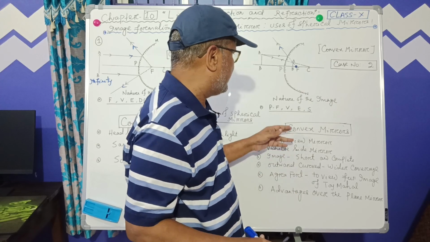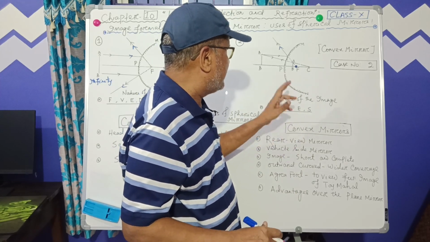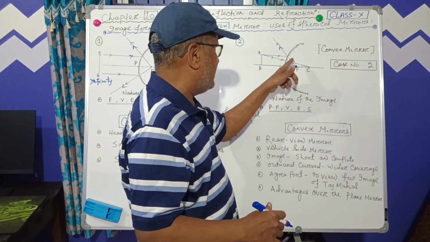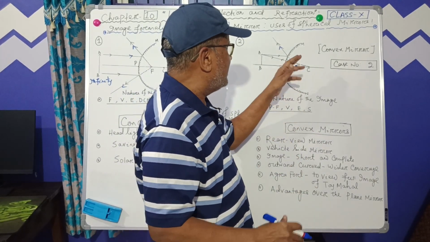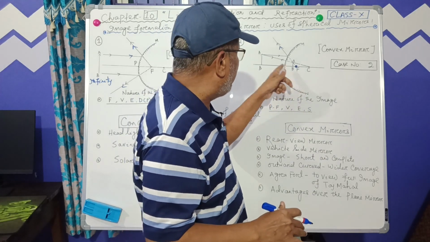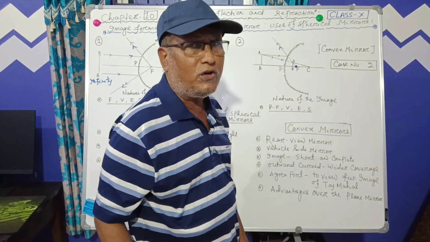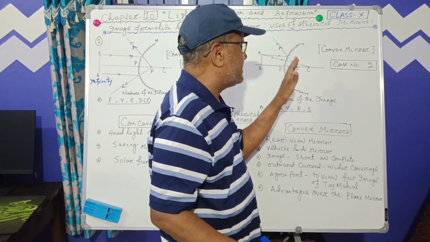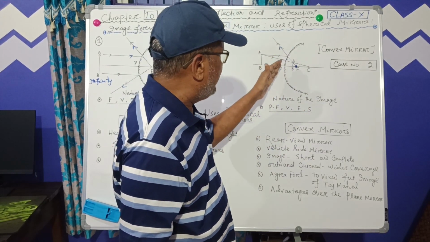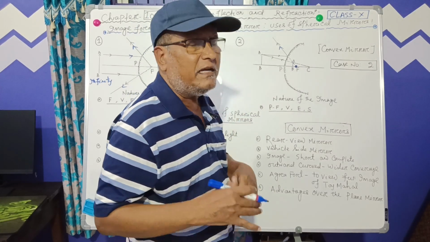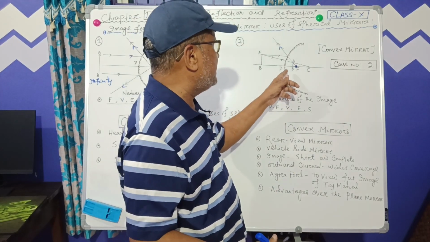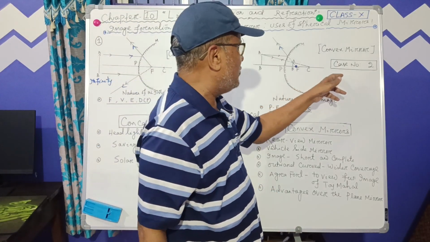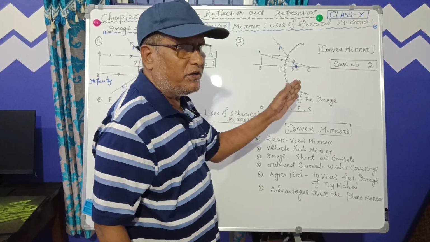Then look here, AB and A'B', not B'A'. So the image is erect but diminished, short. As compared to the object, it is short or diminished. So these are the nature of the image formed by a convex mirror when the object is at a finite distance and the image is formed between pole and focus. So case number 2 and case number 1 we discussed.